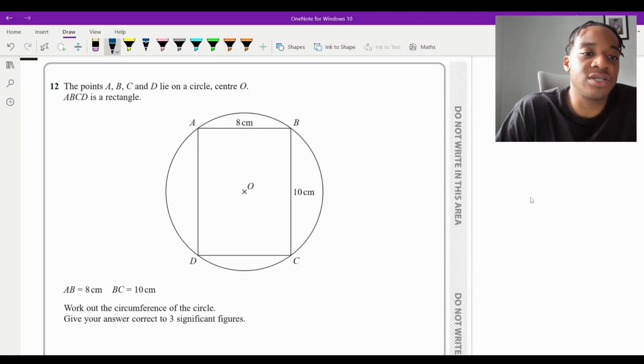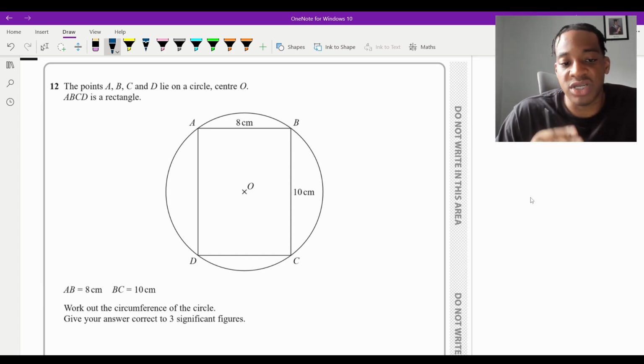Okay, so question 12 says the points A, B, C, and D lie on a circle center O. ABCD is a rectangle. We've got the rectangle inside the circle. It says AB is 8 centimeters and BC is 10 centimeters. And we need to work out the circumference of the circle. We need to give our answer to 3 significant figures.